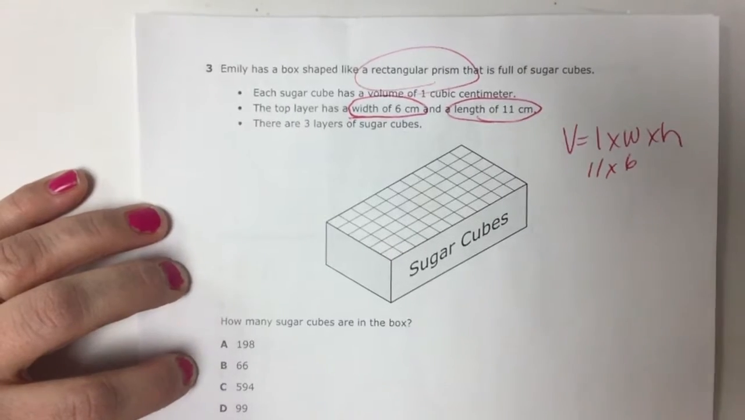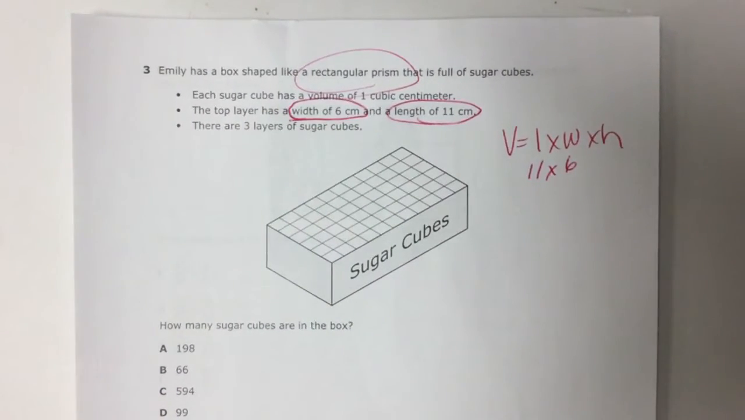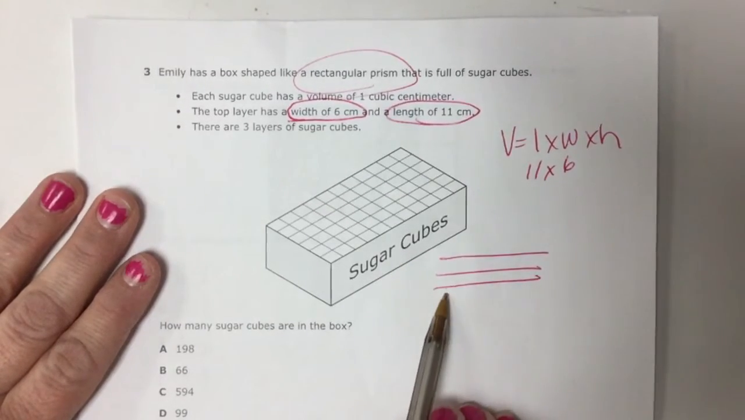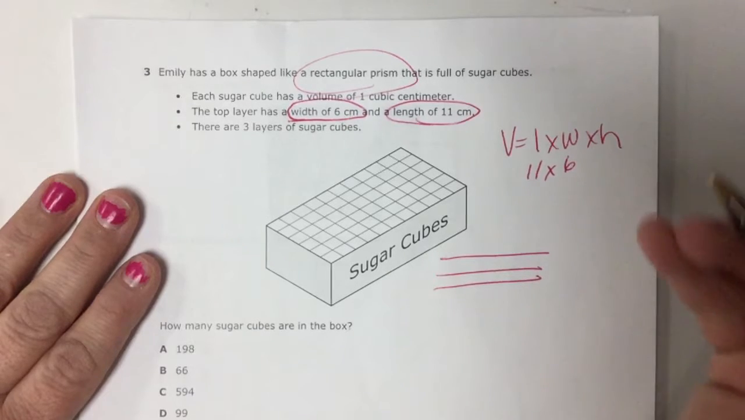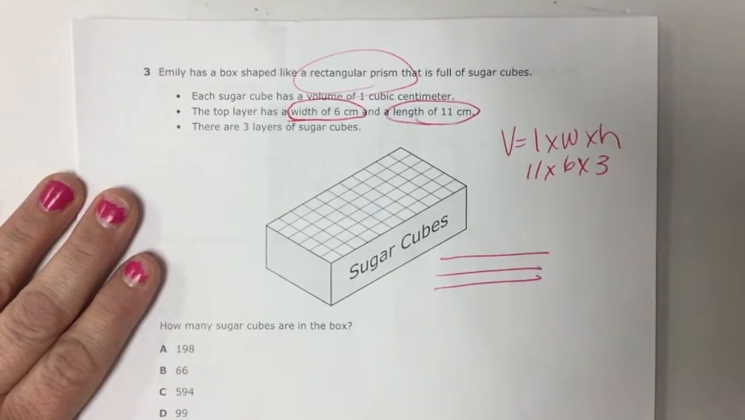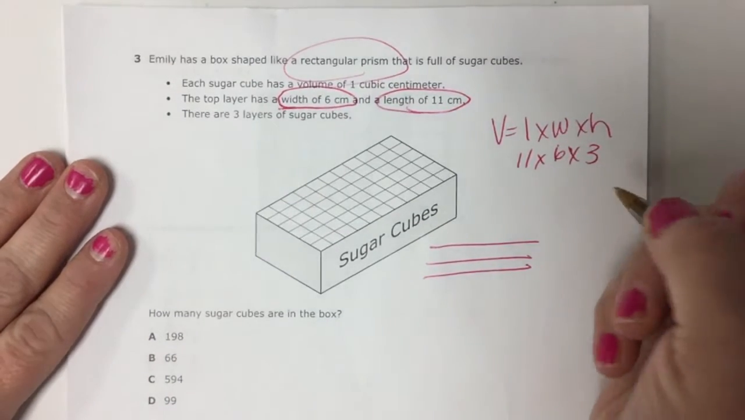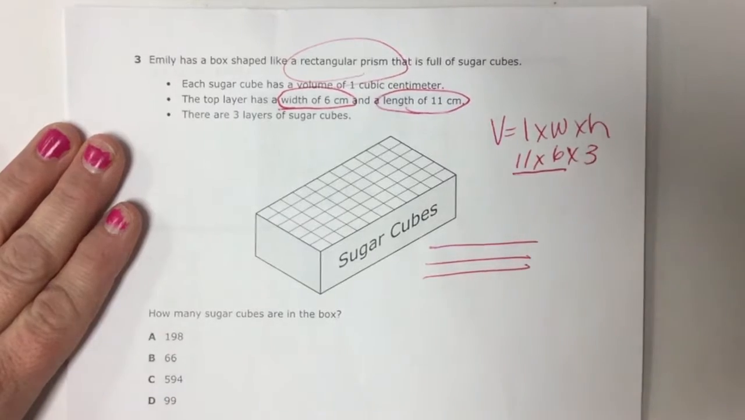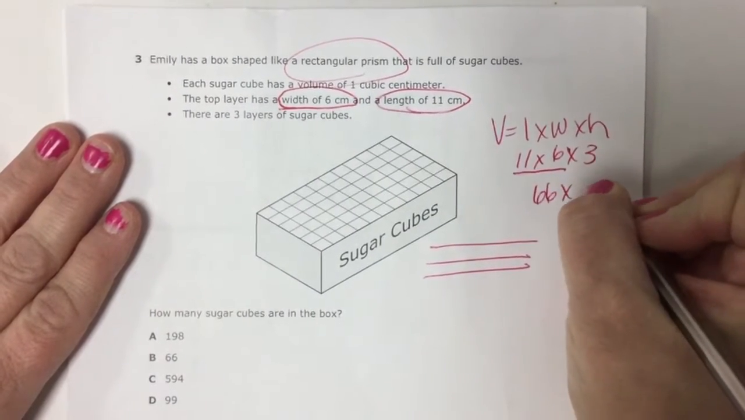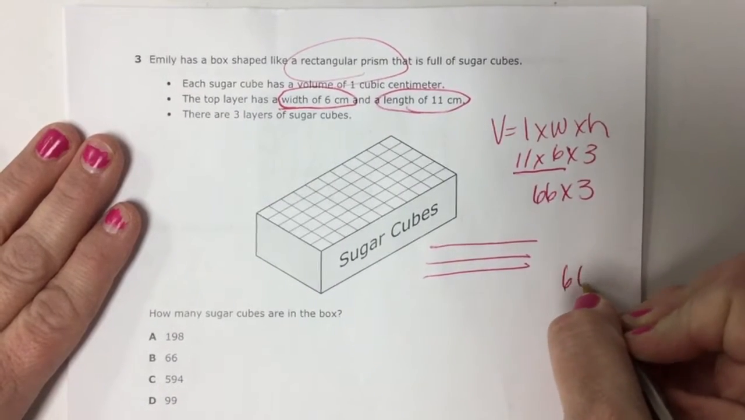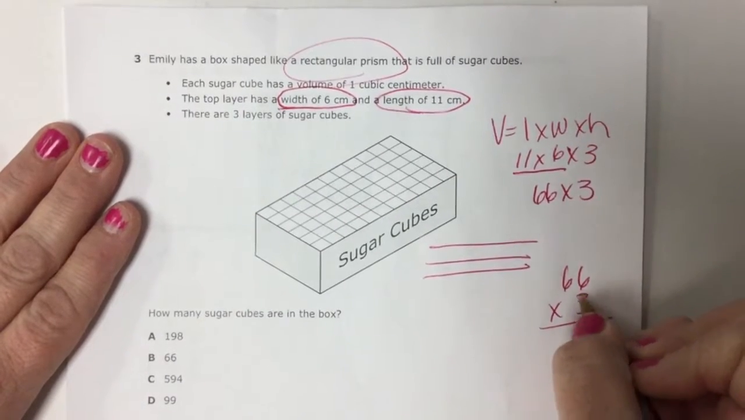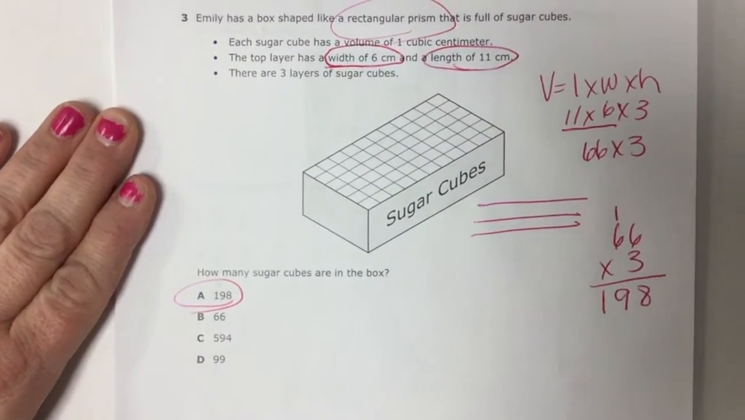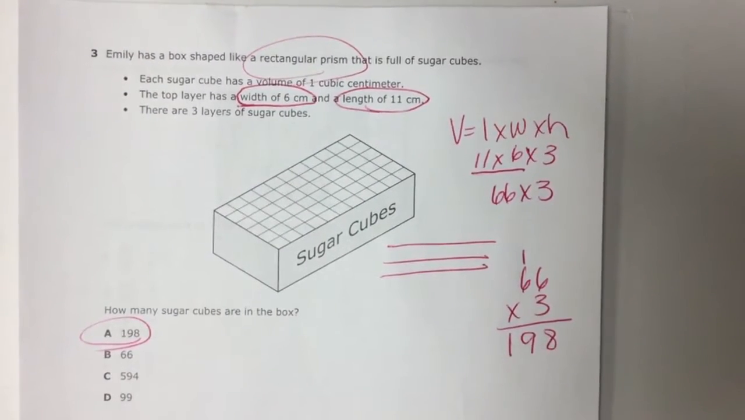So right now I know 11 times 6, right? All right. And then it says there are 3 layers. Well, layers are stacks, right, on top of each other. These are layers. So if there's 3 layers of sugar cubes, it is 3 high. So 11 times 6 times 3. All right, so remember, order of operation, you work from left to right, and you can't multiply 3 numbers at a time. So we start with the first 2. 11 times 6 is 66. And then 66 times 3. So then you come down and solve. 6 times 3 is 18. 6 times 3 is 18 plus 1 is 19. So there is 198 sugar cubes. Okay, so that's a volume question. All right, length times width times height.